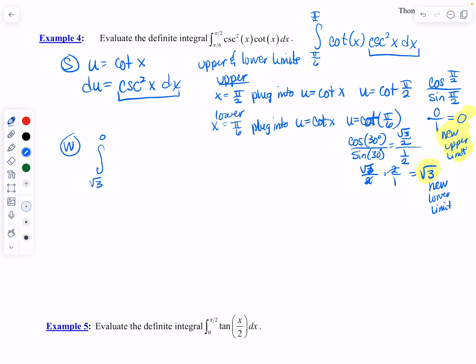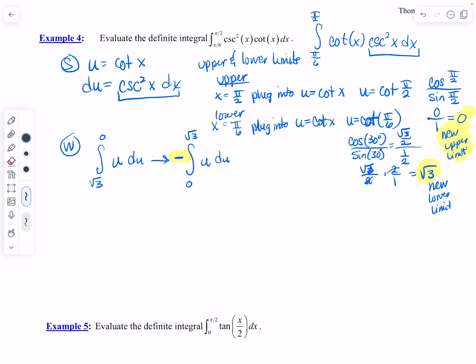And then we chose u to be cotangent x, and du is cosecant squared x dx, so it's just du. Okay, I can't leave this set because the lower is smaller than the upper. So the lower limit is supposed to be 0. This should be radical 3. You have to put the negative in front of it to switch the order of those upper and lower limits.